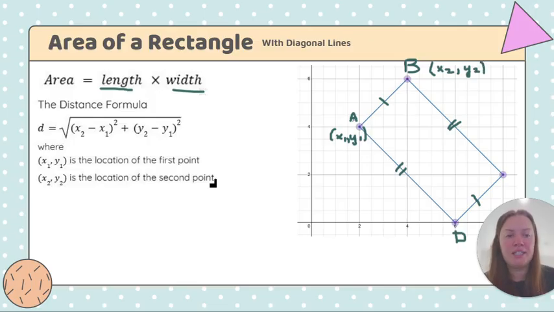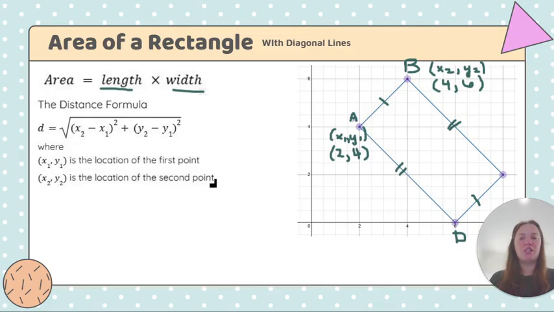Okay, and A is located at x is 2. We go down to our x-axis, x is 2, and y is 4. And then for our B point here, we go down to our x-axis, and we are at x is 4, and y is 6 here. Okay, so these are the locations of our points. Now we can plug them into our distance formula.